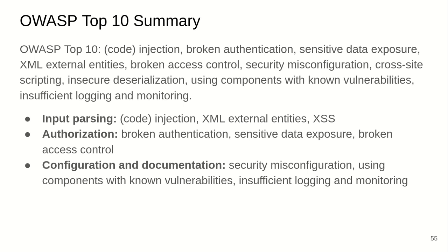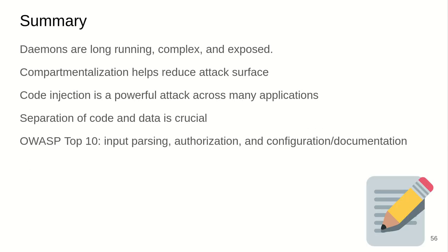Different to software security, authorization is another big pillar in web application security, because you have actual untrusted users connecting to these services. And then supply chain, configuration and documentation also becomes more important as we move forward. To summarize, daemons are long-running, complex, and exposed, and we need to provide special customization for software security practices for these targets. Compartmentalization helps reduce the attack surface, and we need to customize mitigations towards this particular use case.